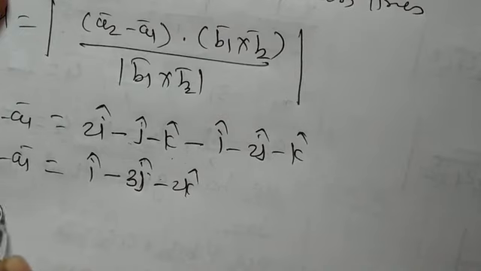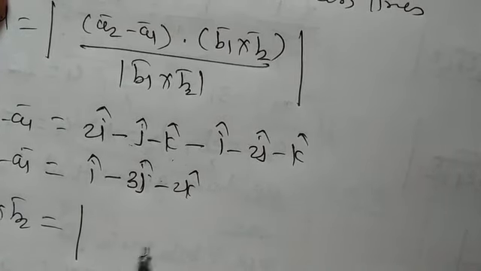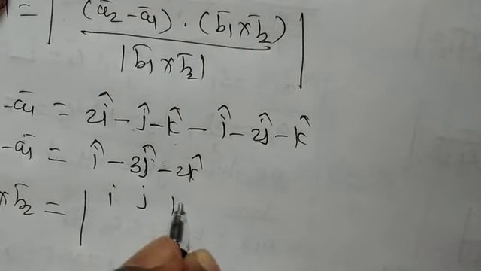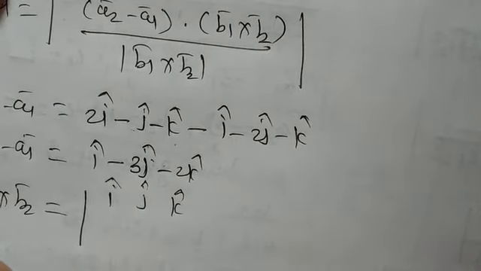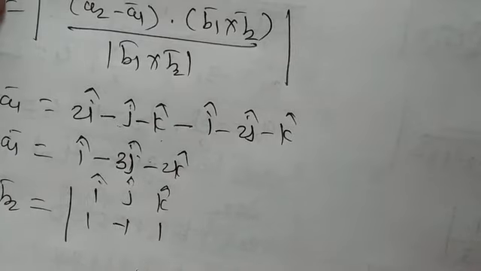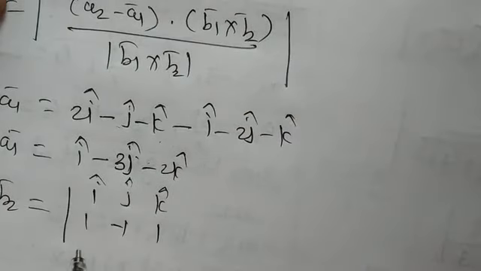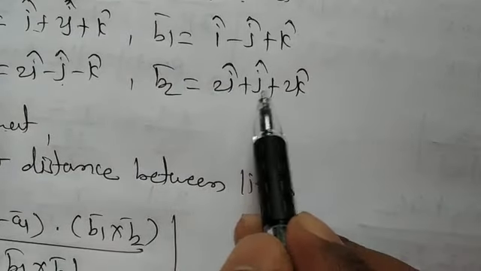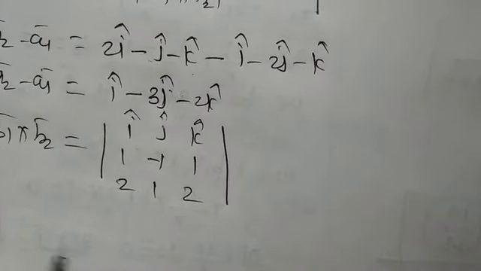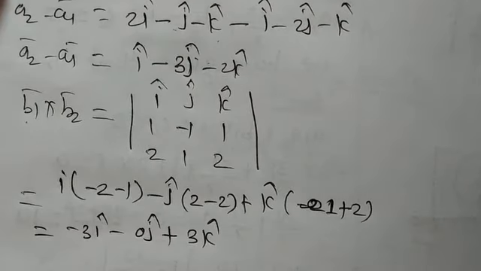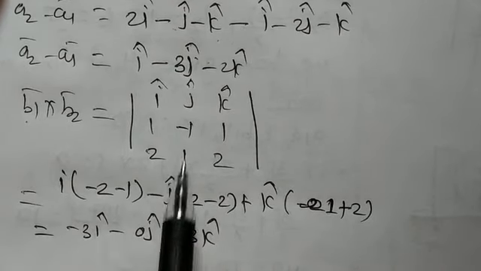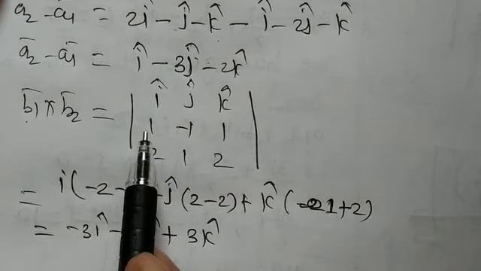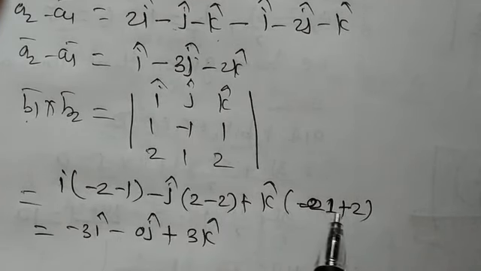Then how to find b1 cross b2? It is the determinant of i, j, k, then the coefficients of b1, that is 1, -1, 1, and b2, that is 2, 1, 2. We expand this using the determinant format: i(-2 - 1) - j(2 - 2) + k(1 + 2). The answer is -3i - 0j + 3k.